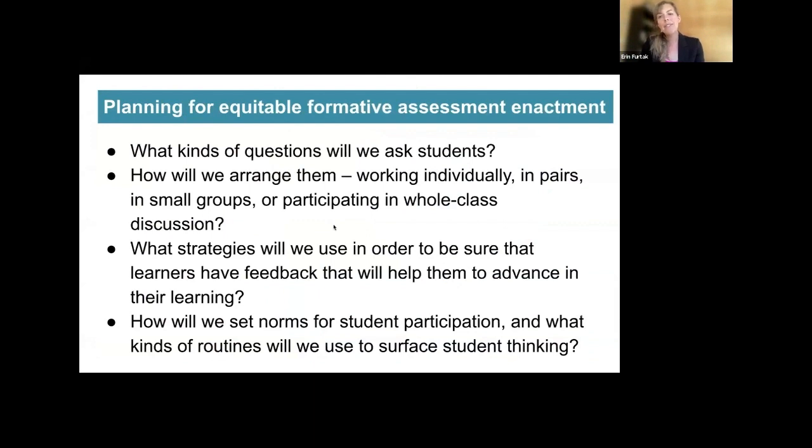And we ask questions like, what are the kinds of questions we are going to ask students around this task? How are we going to arrange students? Are they going to work individually, or are we going to have them in small groups, or participating in whole class discussion, or in pairs? What strategies will we use to be sure that we're providing learners with feedback that really helps them to advance in their learning? And how do we set things like norms and routines around surfacing student thinking and having those experiences be relevant to the active assessment that we're doing in the classroom?